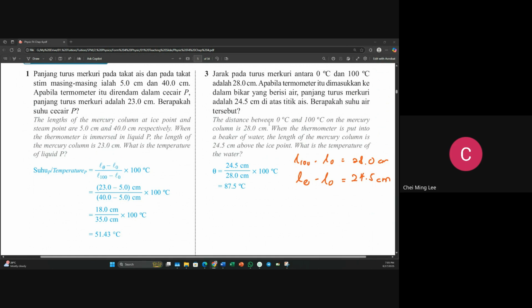So the distance between 0 degrees and 100 degrees on the mercury column is 28 cm. When the thermometer is put into a beaker of water, the length of the mercury column is 24.5 above the ice point, meaning the length is 24.5. So what's the temperature of the water? You can use 24.5 divided by 28 times 100. So it's 87.5 degrees Celsius.